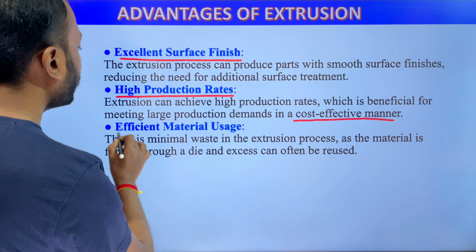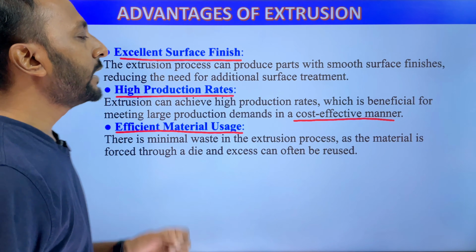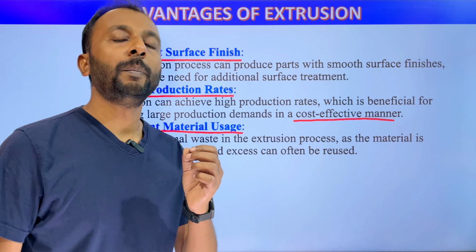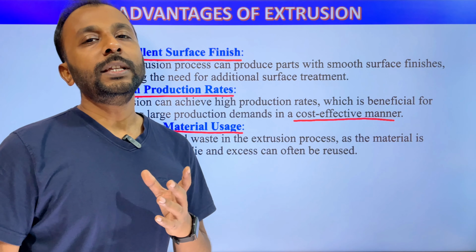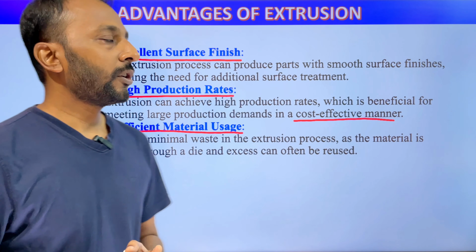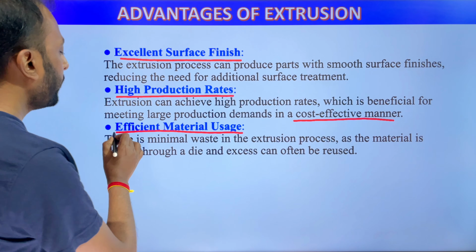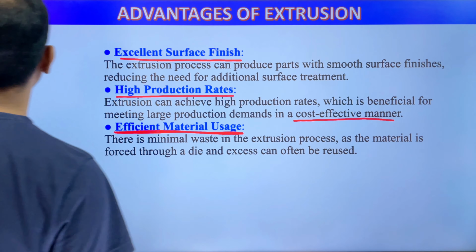Next is efficient material usage. In the extrusion process, very little material gets scrapped. So there is full usage of the raw material, and the efficiency of material usage is very high.